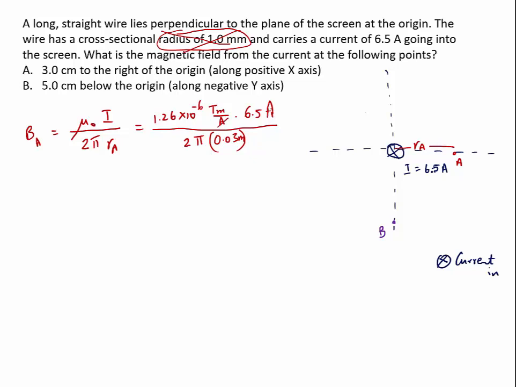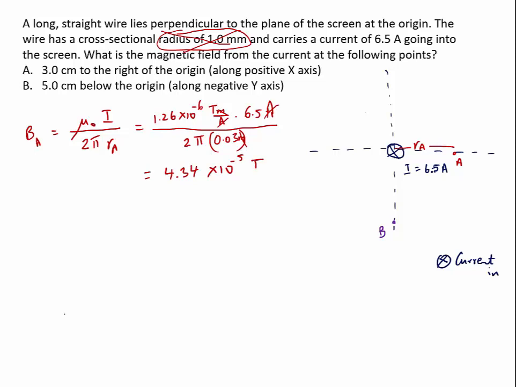So you can see that this amps here cancels this amp. This meter here cancels the meter here. So I end up with a unit of Tesla, which is the unit of magnetic field. And when you put this into a calculator and solve it, you will get 4.34 times 10 to the negative 5 Tesla.